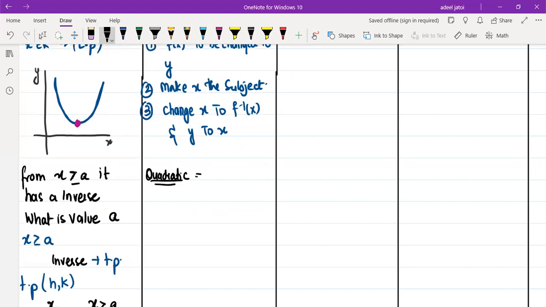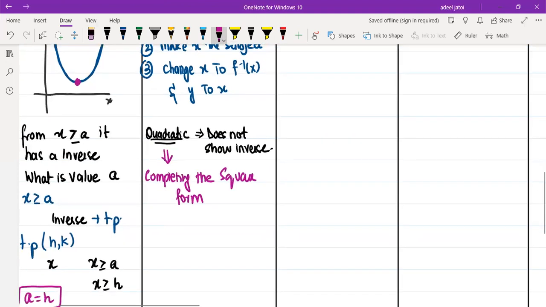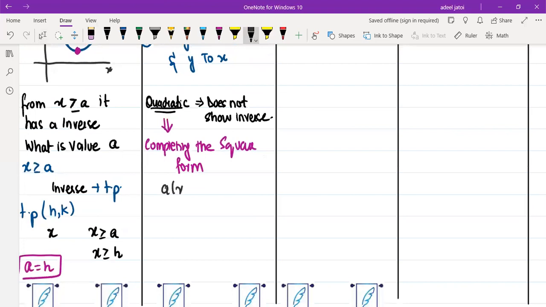Now, as I said, your quadratic equation or quadratic graph does not show or give the inverse. So what do you do? You convert your quadratic to completing the square form. From that completing the square form, what you get is a(x minus h) whole square plus k, which means you get this form and this gives you your turning point. From this turning point of x, you know that the inverse starts.